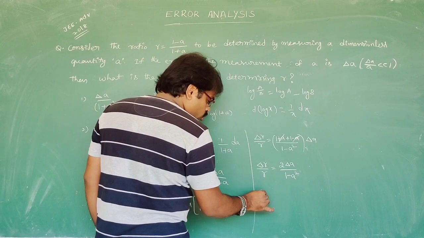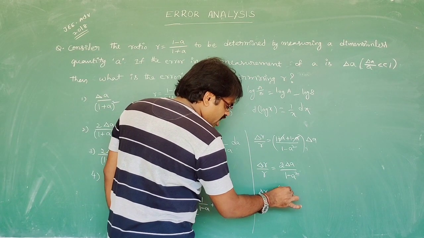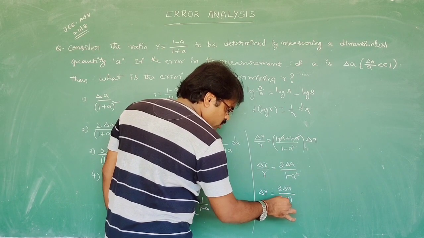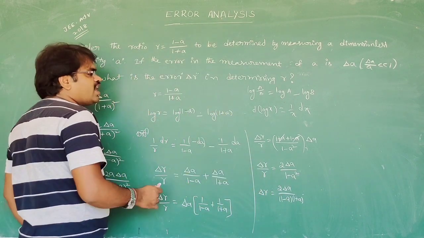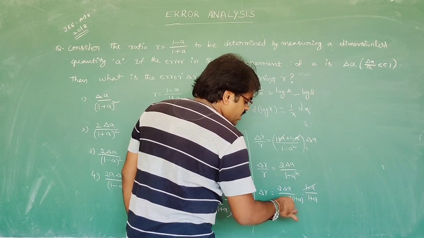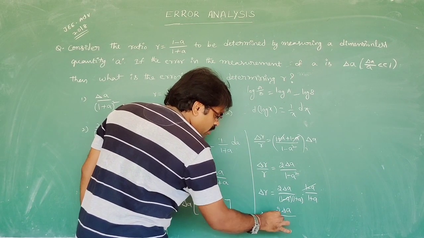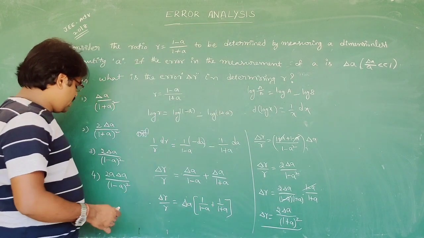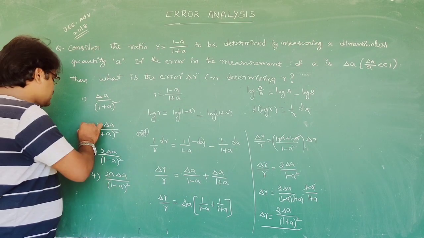Now here we want delta R. Delta R is equal to 2 into delta A by 1 minus A whole square, which means 1 minus A into 1 plus A, into R. What is the R value? R value is 1 minus A by 1 plus A. Now it cancels. What will we get? Delta R is equal to 2 delta A by 1 plus A whole square.